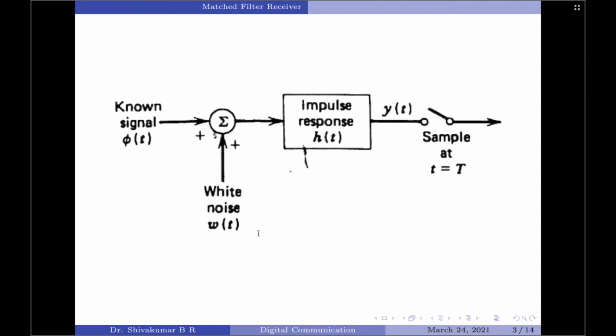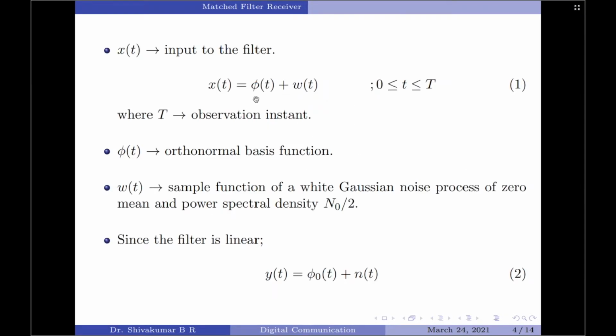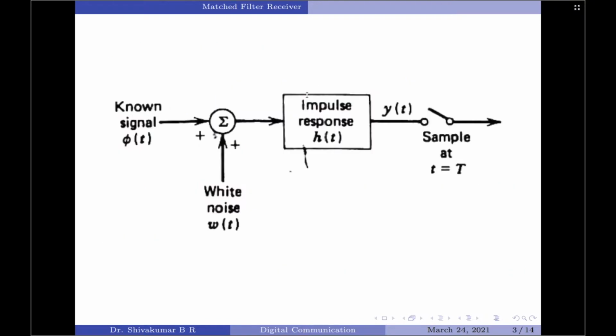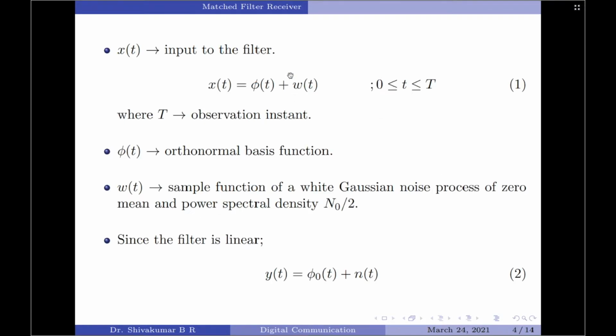Consider a linear filter of impulse response h of t with an input that consists of a known signal phi of t and an additive noise component given by w of t. Let x of t denote the input to the filter, that is x of t is given here, and we can then write x of t as phi of t plus w of t. Coming back to the diagram, you will see phi of t is the known signal which is the input, then we have the noise component given by w of t. Here to equation 1, we apply the constraint that t varies from 0 to capital T, and capital T is called the observation instant.